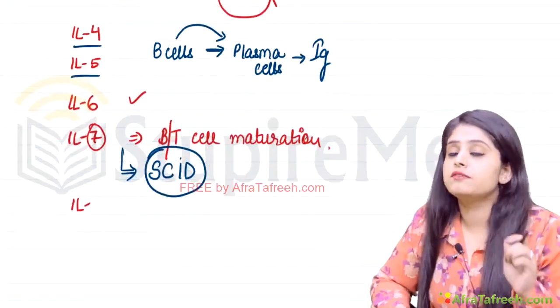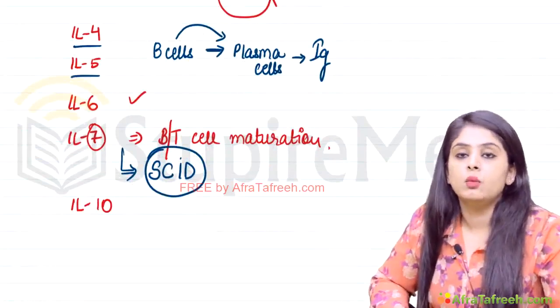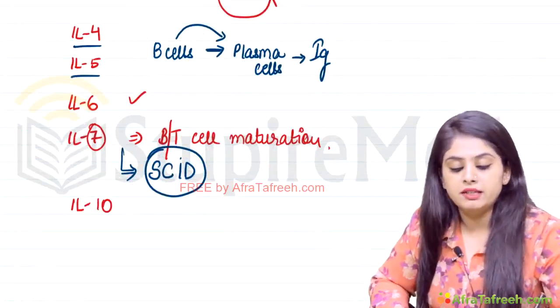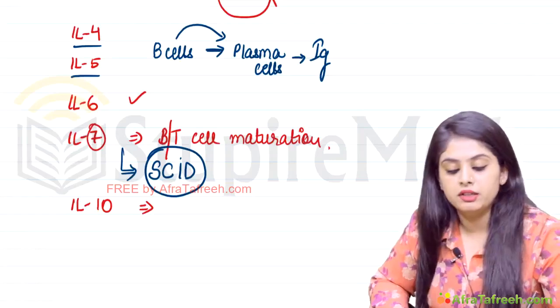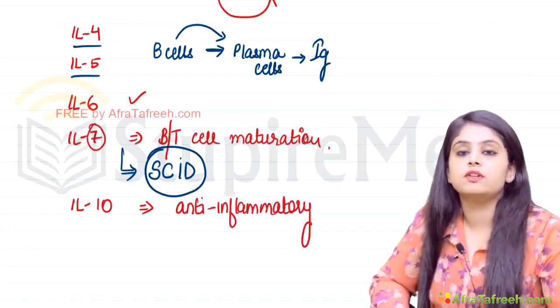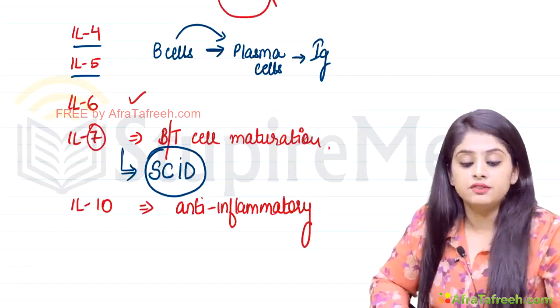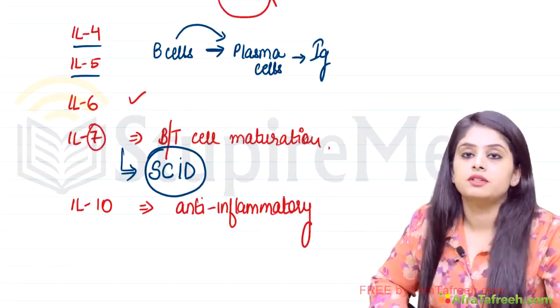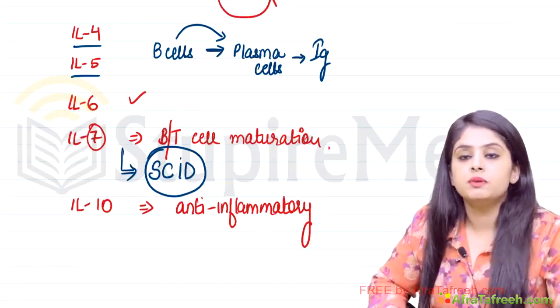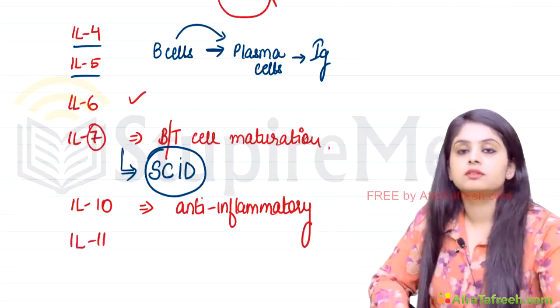After this, what we need to know is a very important interleukin, that is interleukin 10. What is so important about 10 is that this particular interleukin is anti-inflammatory. Till now, all of the conditions that we were doing were pro-inflammatory, all the mediators were pro-inflammatory. This is anti-inflammatory. Once we finish our discussion on this, we will make a list of all the anti-inflammatory molecules that we have. Lastly, interleukin 11.